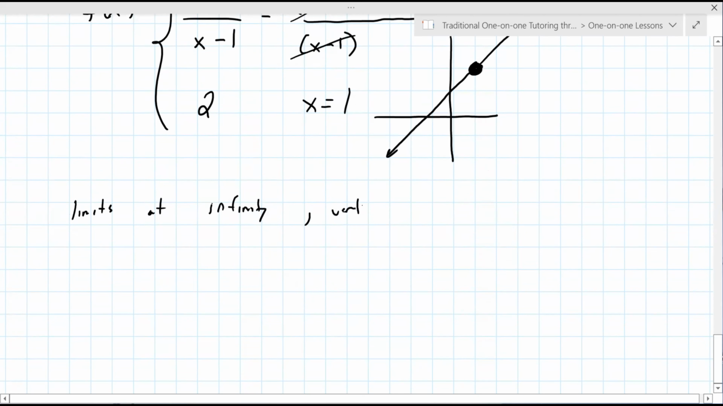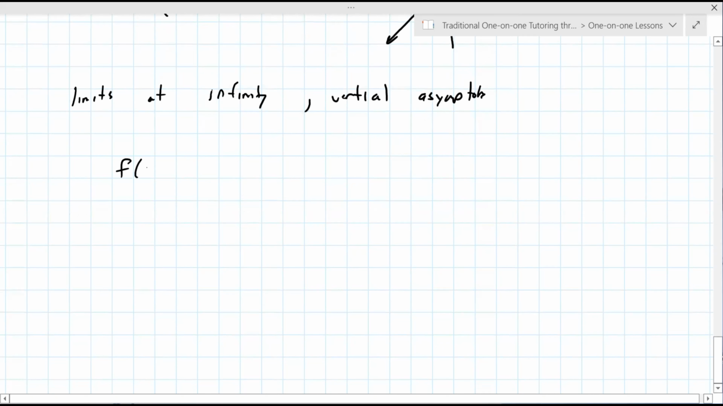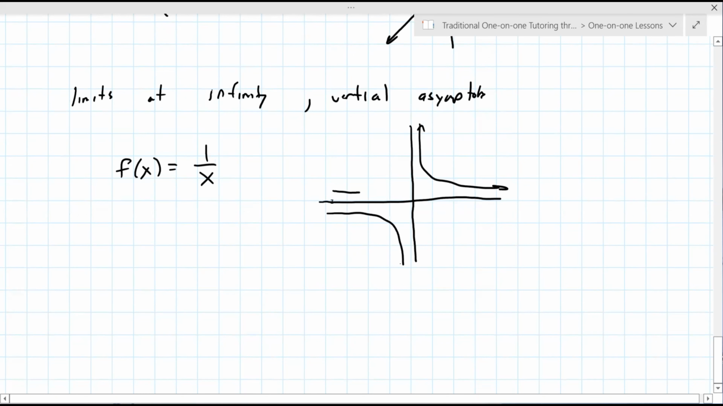like you were asking about vertical asymptotes a little bit. So let's take a function like f of x equals just 1 over x, something very basic for the moment here. And the graph of this looks like the following. Looks like that, and then that. And so there's like 4 questions I could ask you.